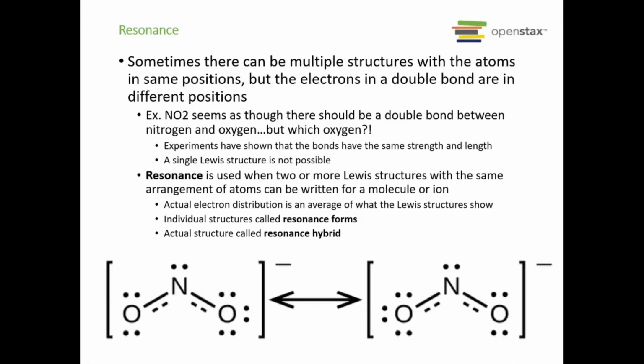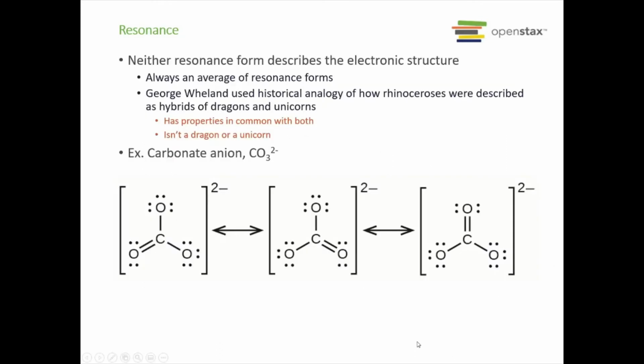The resonance hybrid looks more like this, where you have this equal distribution of electrons, and each oxygen is sharing that electron density. So again, neither resonance form describes the electronic structure. It's always an average of your resonance forms.